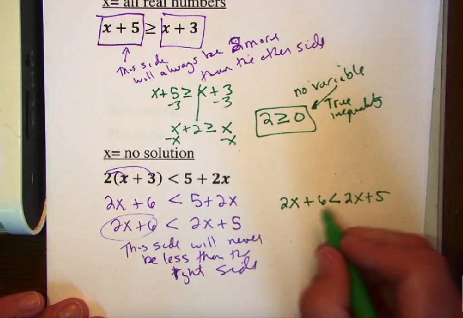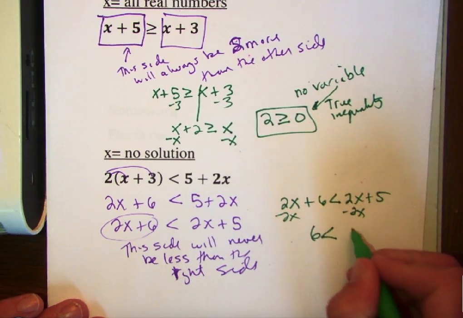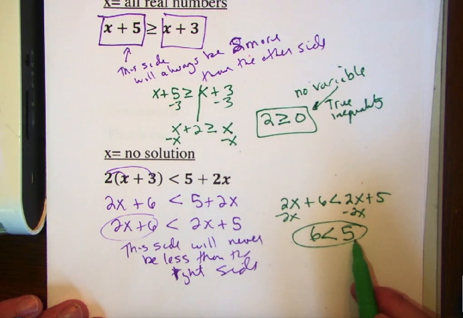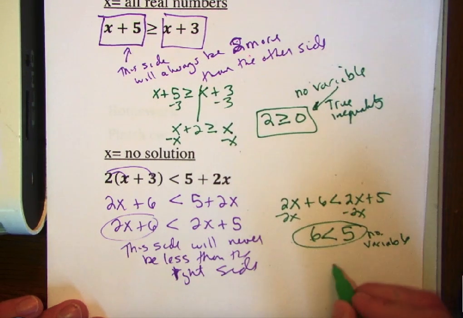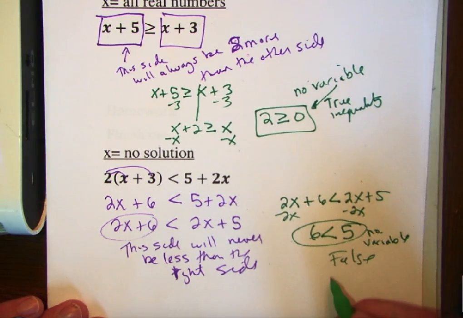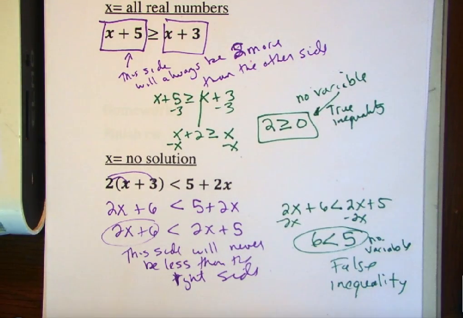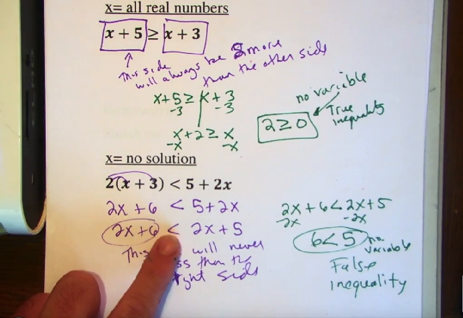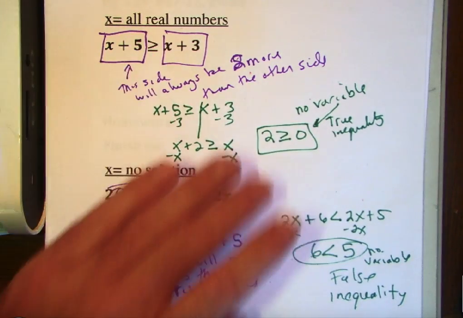Well, let's start solving things. And this time, let's work with x's first. So we take away 2x from both sides, and we get 6 is less than 5. Well, really quickly, is 6 less than 5? So we have no variable, and we have a false inequality. This is not true. So, 2 ways to know. This is a no solution because this side's going to be bigger than this side. It's never going to be less than. And this one, all numbers work because this side will always be greater than. And these are the 2 ways if you solve and you forgot, you might not know.